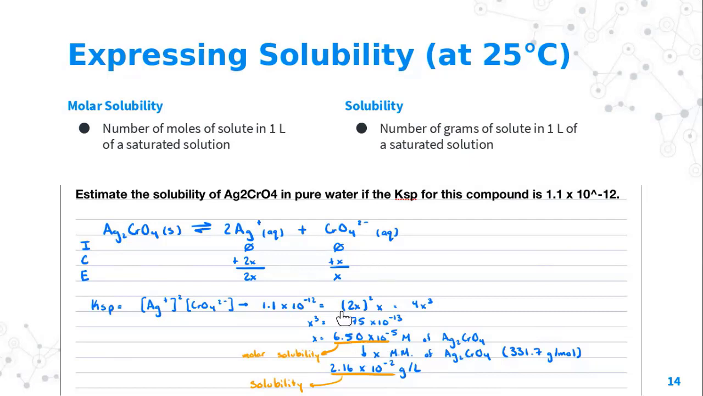Okay, good question. Someone asked, doesn't X represent the CrO4 2 minus? Yes, so X is going to represent this one as well, but they're also 1-to-1 ratios. So notice that per molecule of Ag2CrO4.